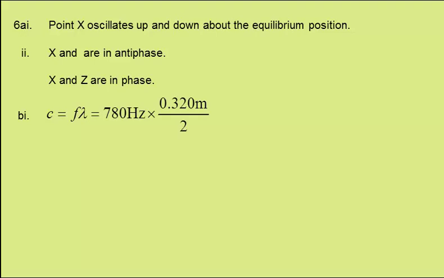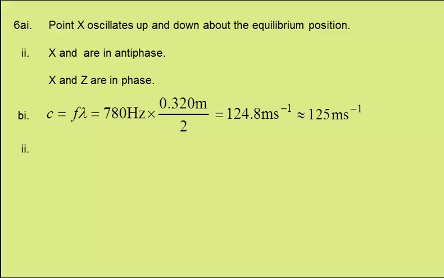In the diagram we have two complete waves at 320 millimeters or 0.320 meters, so the wavelength is half of this. This gives a speed of 124.8 meters per second, which is around 125 meters per second.